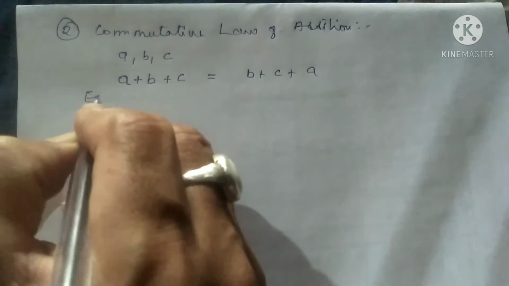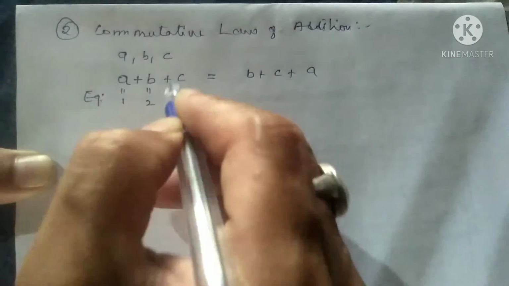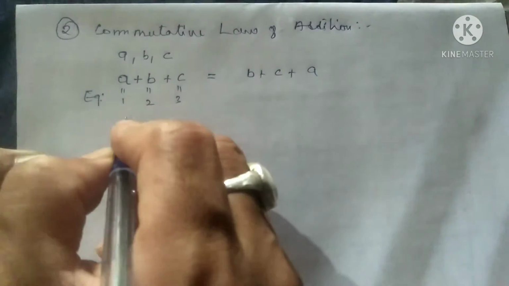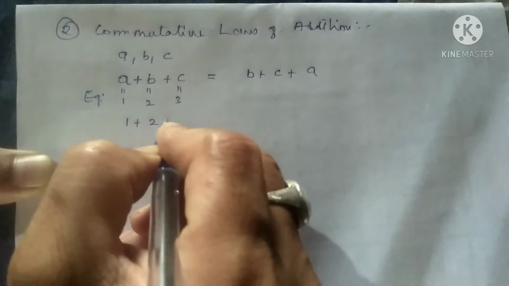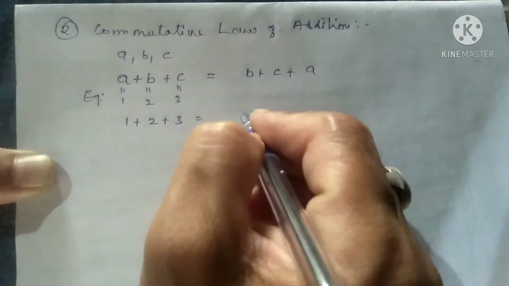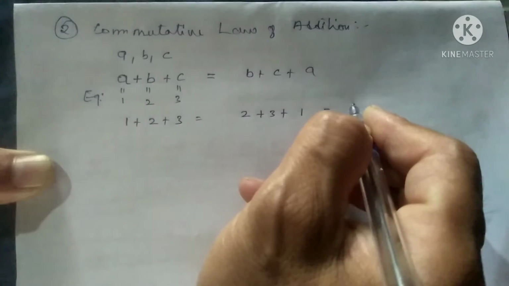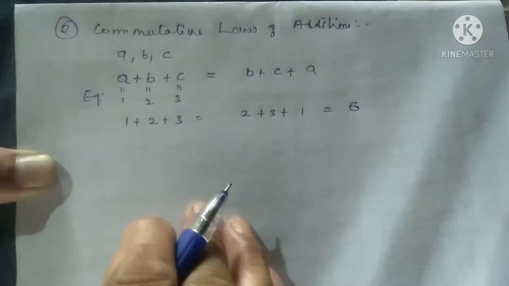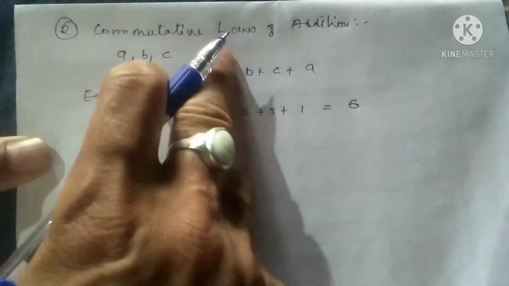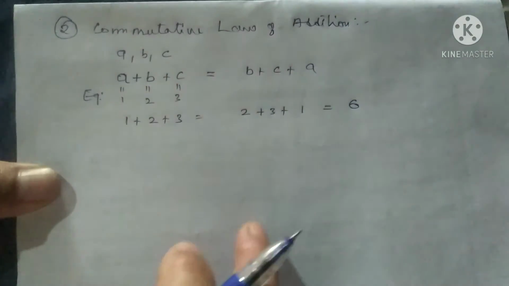For example, we consider three real numbers 1, 2, 3. Now let us justify our law. 1 plus 2 plus 3. Now we alter the position of these real numbers: 2 plus 3 plus 1 is always going to give us the answer 6. So this means the commutative law of addition is valid in case of addition.